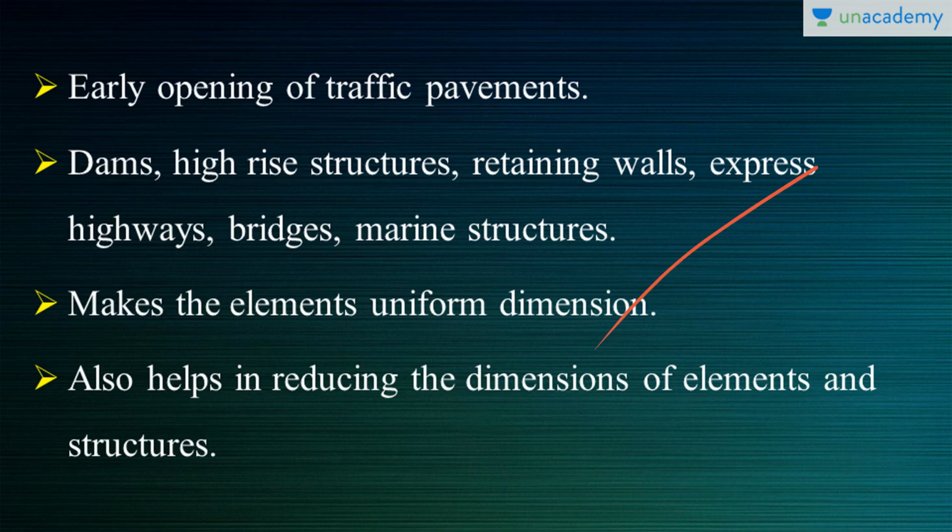And it can also reduce the dimension of elements in structures. That means for some particular load, we need this much concrete or this much element size if we're using normal concrete. But in the case of high-strength concrete, its capacity is more, which means that even a small size element can bear that amount of load, so we can reduce the element size. So one of the biggest advantages is, first of all, uniformity, second, aesthetically pleasing, third, we'll get more room in the cabins. That means on the floors there won't be much projection from the columns and other structural elements, so we get more floor area and more room inside the floors. That's another very good advantage of using high strength concrete.